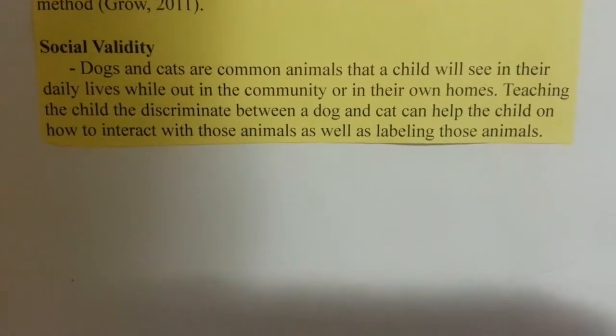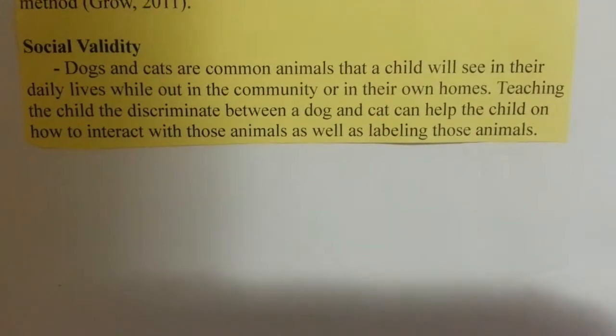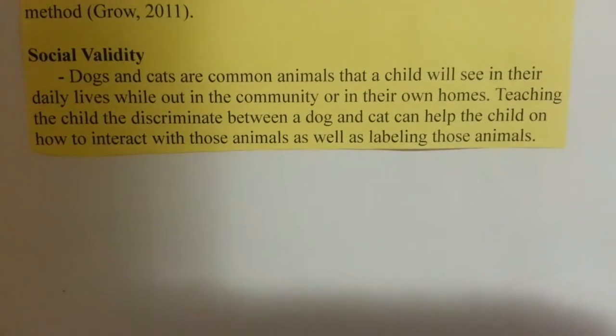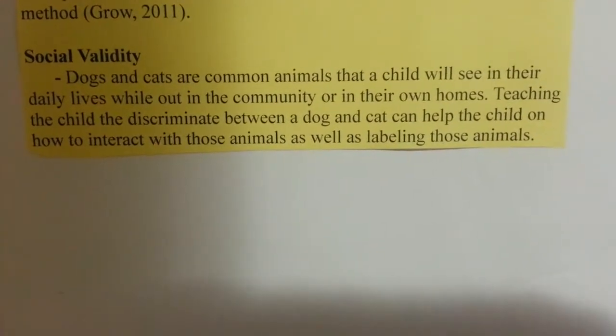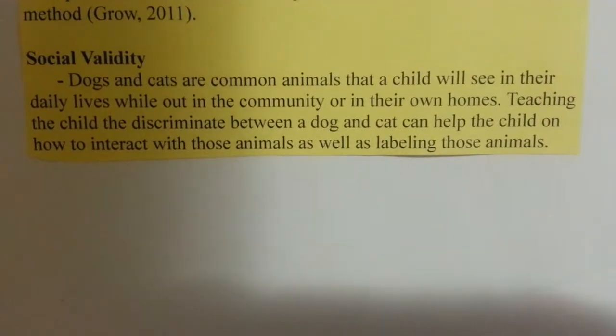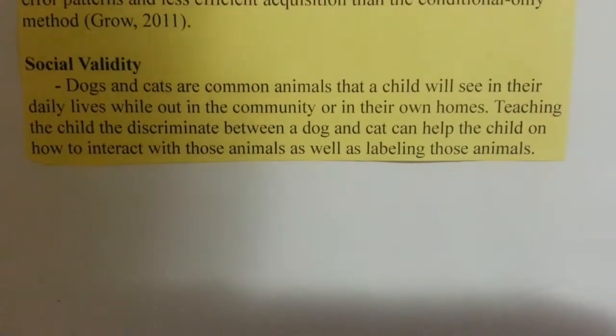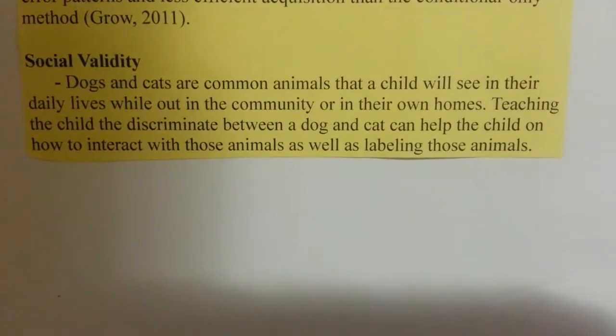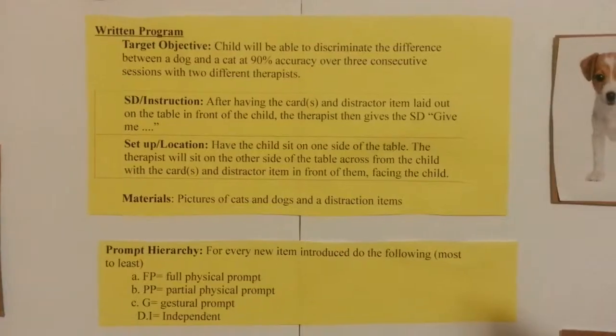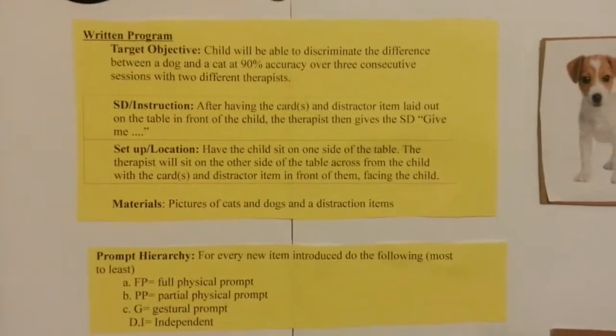Social validity. Dogs and cats are common animals that a child will see in their daily lives while out in the community or in their own homes. Teaching the child the discrimination between a dog and a cat can help the child learn how to interact with those animals as well as label those animals. Now to look at our written program.